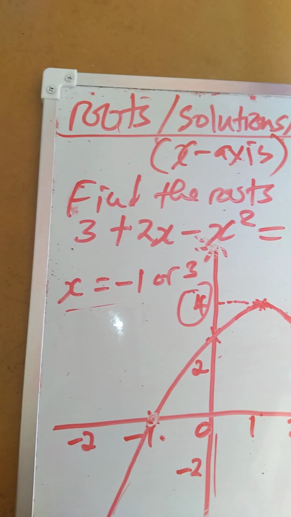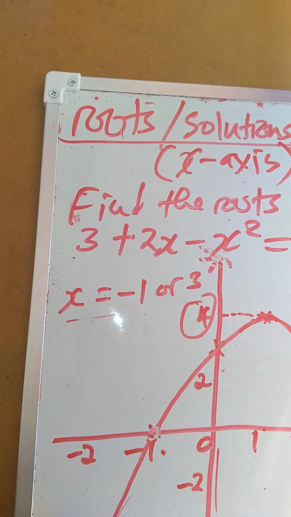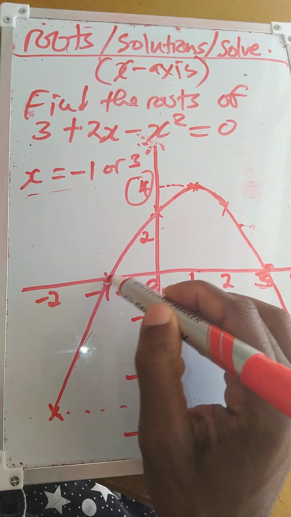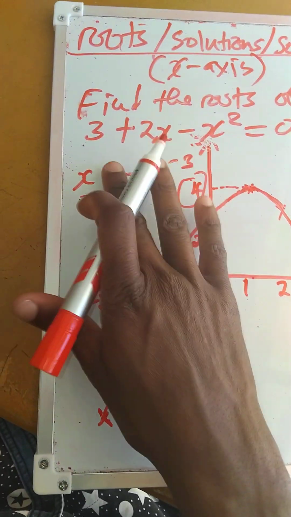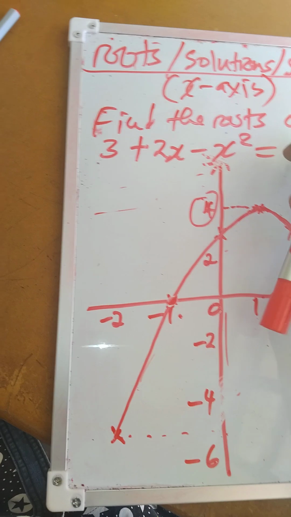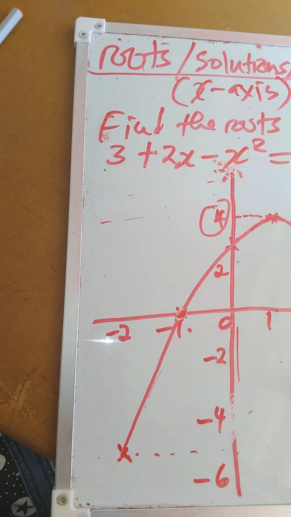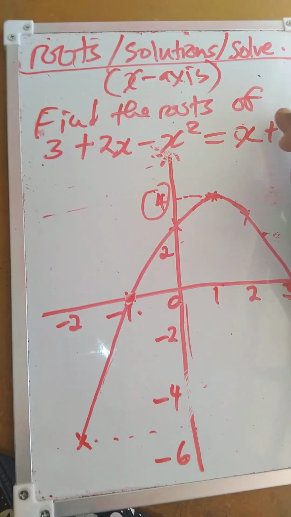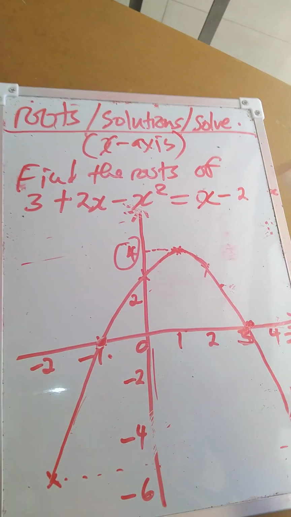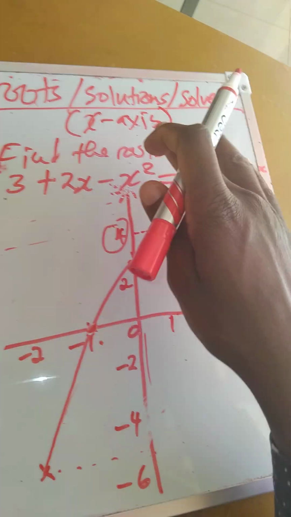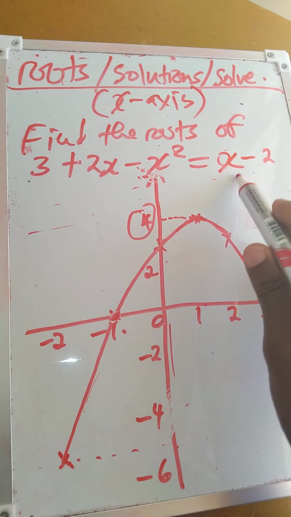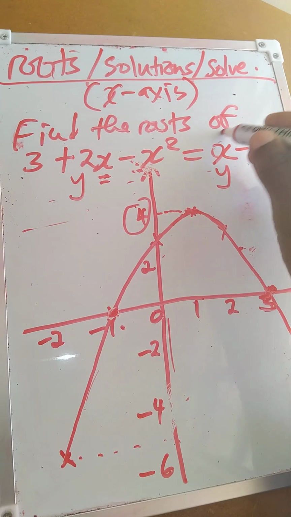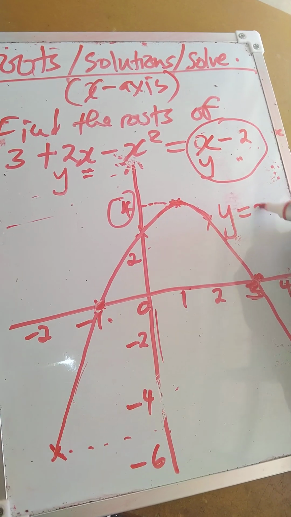That is how we find our roots. So now we are going to find x. You may be asked to find the roots of 3 plus 2x minus x squared is equal to x minus 2. So here we have y is equal to y. So now we are going to draw this one, and y is equal to x minus 2.